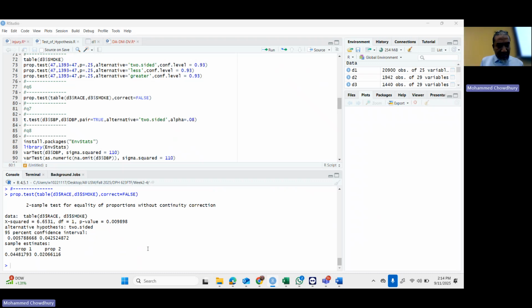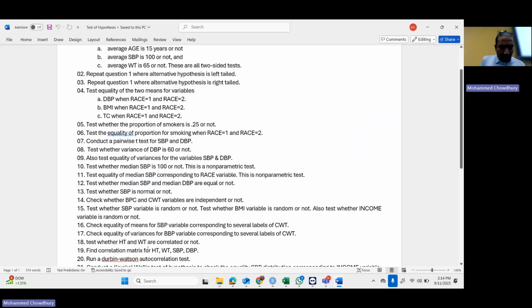Now question number 7. Conduct a pairwise t-test for SBP and DBP. Pairwise t-test, what does it mean?